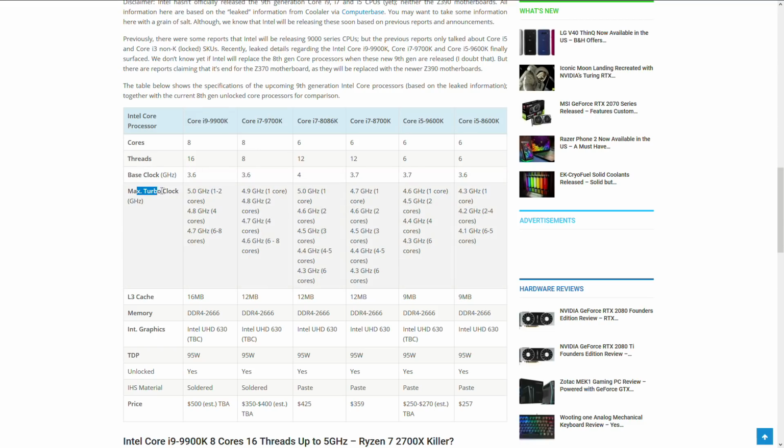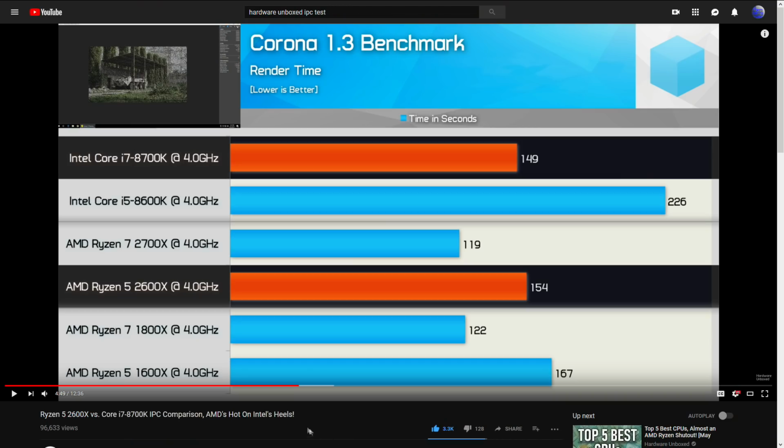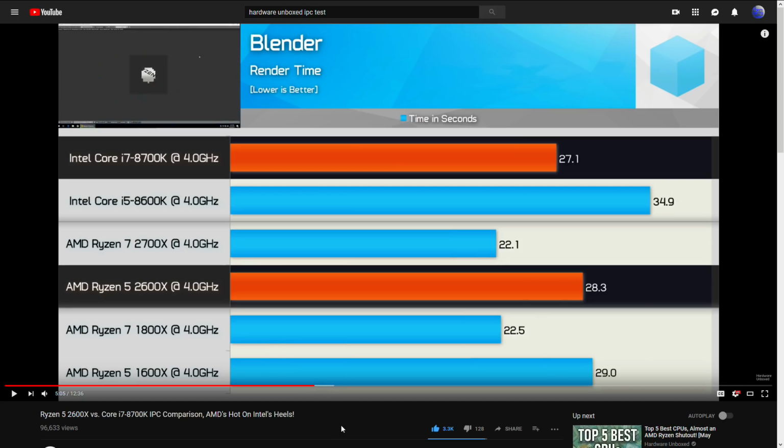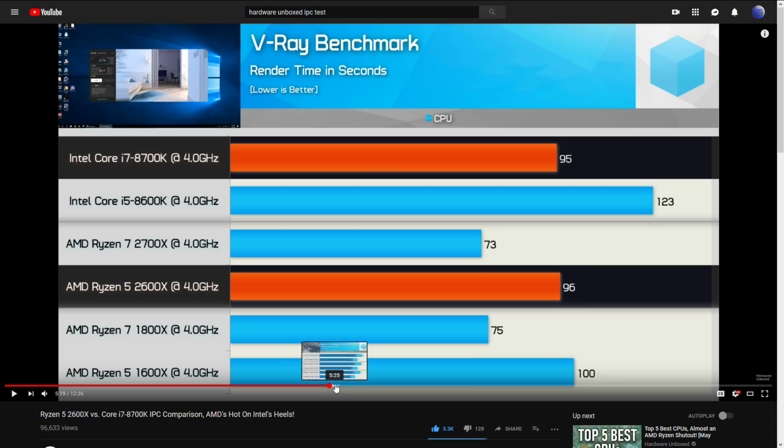Another part is IPC, and some may be surprised to find that Zen and Skylake both have the same IPC, almost exactly the same. Now that doesn't mean that clock for clock in games the two will perform the same. There's a lot more to gaming performance than just clocks and IPC, maybe something for another video. However, both Intel and AMD do have the same IPC.